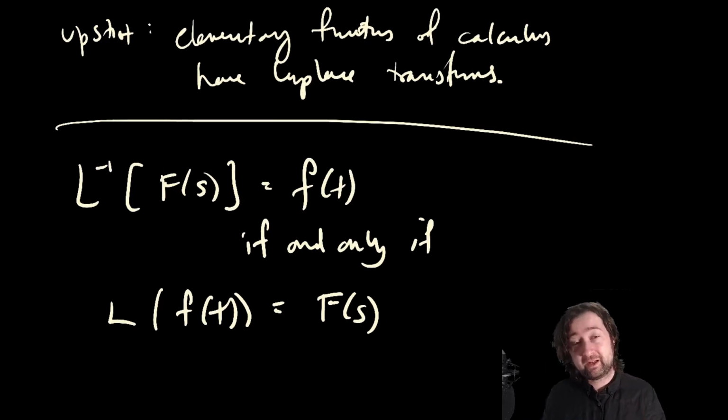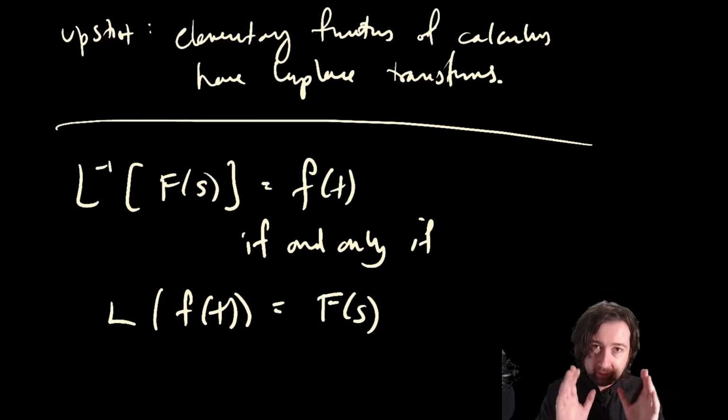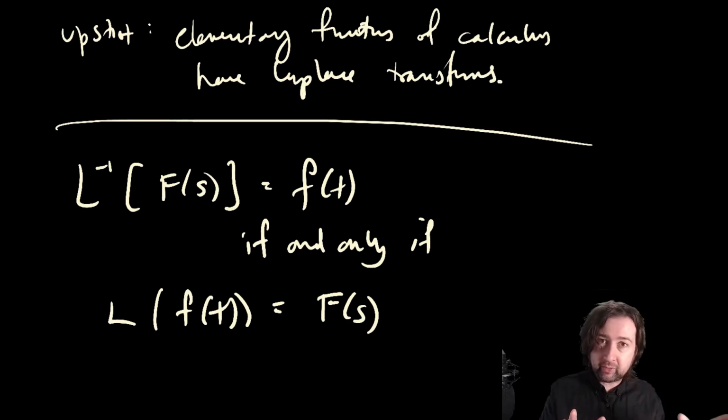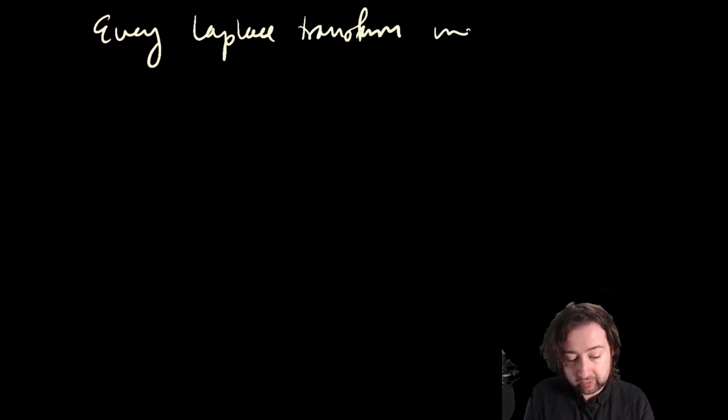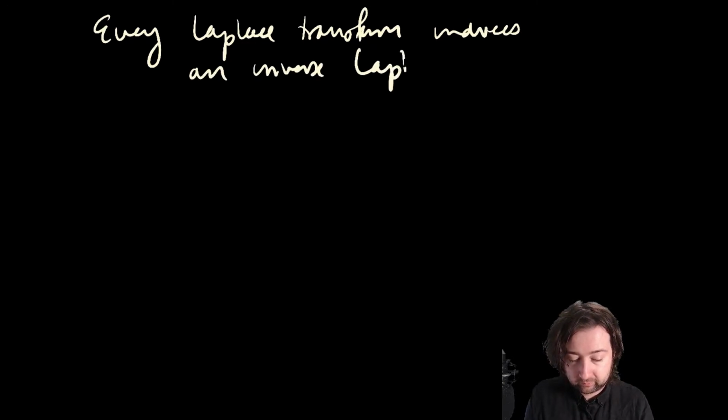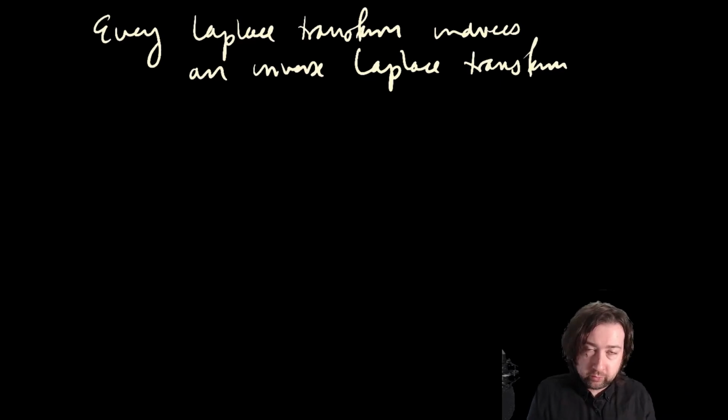Now, it's possible to define the inverse Laplace transform in terms of an integral, just like we define the Laplace transform in terms of an integral, but it's an integral defined in terms of complex numbers, and we hardly ever work with it. We just work with pairs of functions where we already know what the Laplace transforms are. So what that means is every Laplace transform induces an inverse Laplace transform. So if I start writing down rules for Laplace transforms, I'm also writing down rules for their inverses.